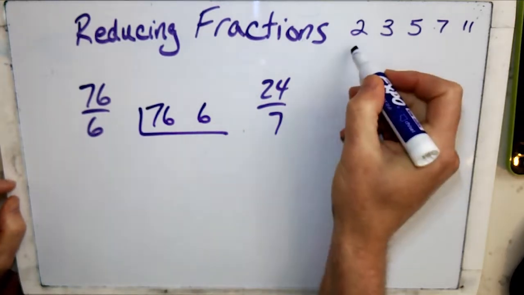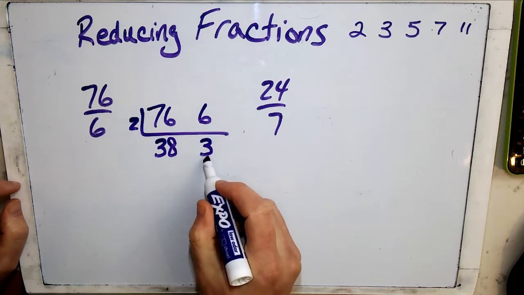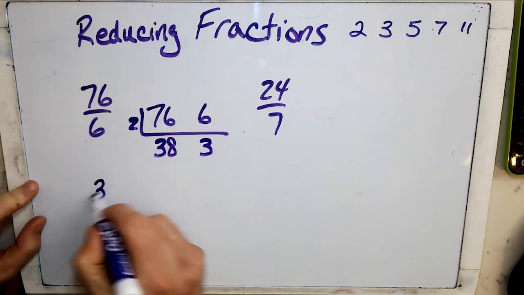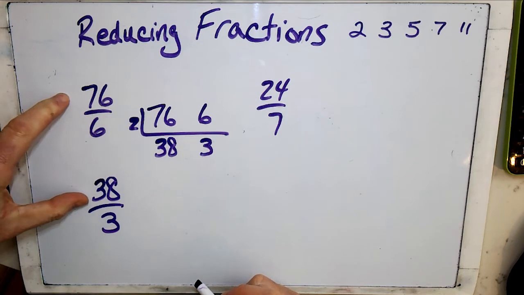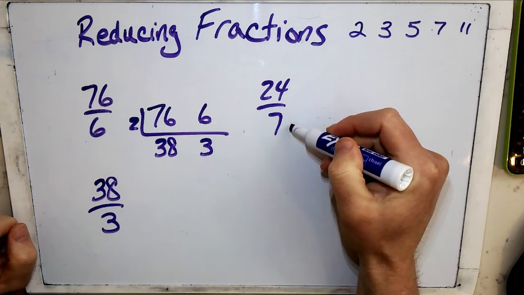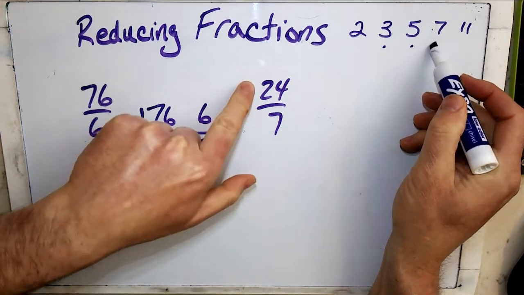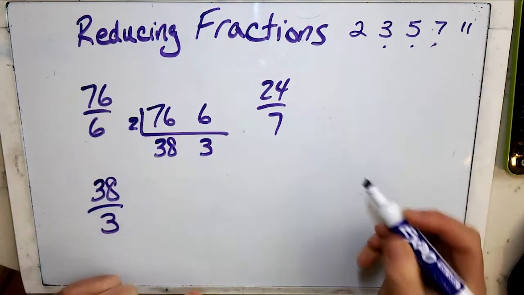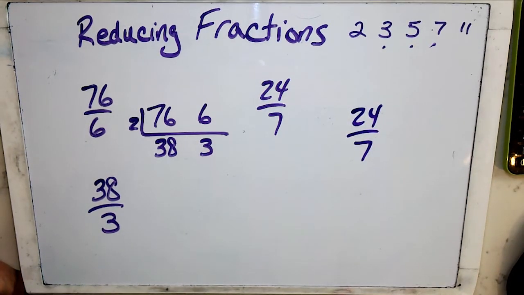76 and 6, 2 goes into both. Now 3 is a prime number, so does 3 go into 38? It doesn't. So my reduced fraction, 38 over 3. Bigger number on top for both fractions, so I know I've got it in the right order. So this one here, 2 does not go into 7, 3 doesn't, 5 doesn't, 7 goes into 7, but it doesn't go into 24. So I'm pretty much stuck. I can't reduce it. 24 over 7 is the reduced fraction. We can't do anything.